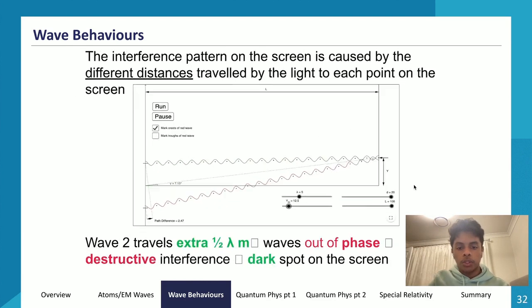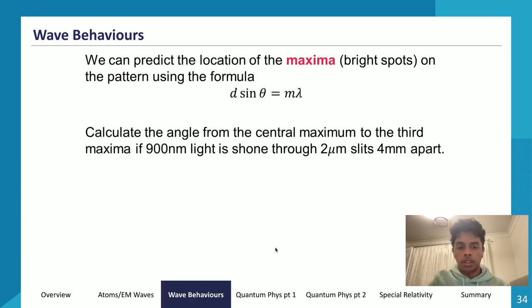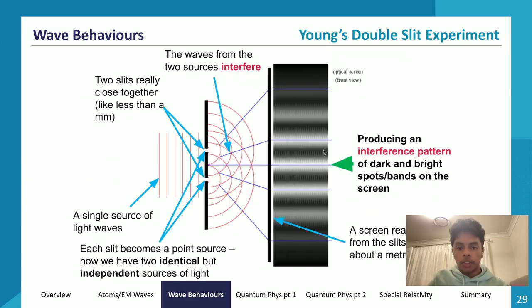This dark spot on the screen, we call it the minima. So these dark spots or dark bands on the screen are called minima. The bright bands, or the bright white spots, are called the maxima. And this middle point is called the central maxima. This first dark band is called the first minima. This first bright band is called the first maxima, and so on and so forth. Same going down. This first white band is called the first maxima, and this first dark band is called the first minima, and this midpoint is called the central maxima.